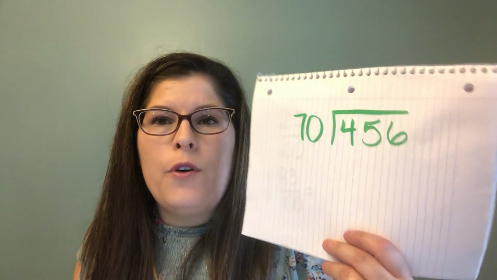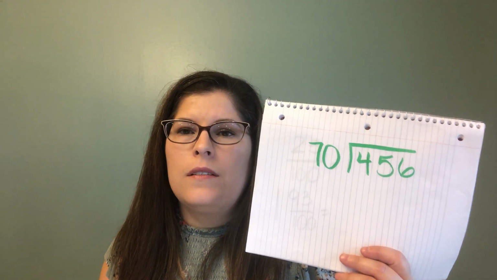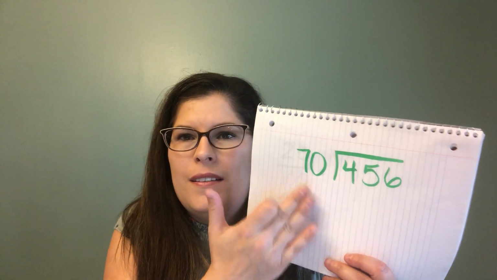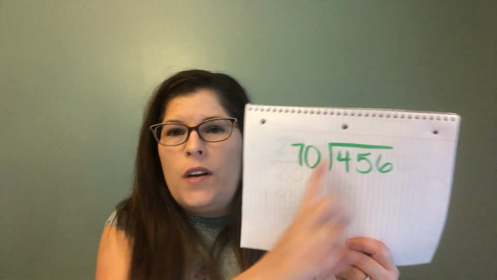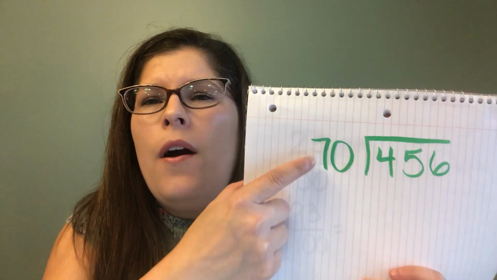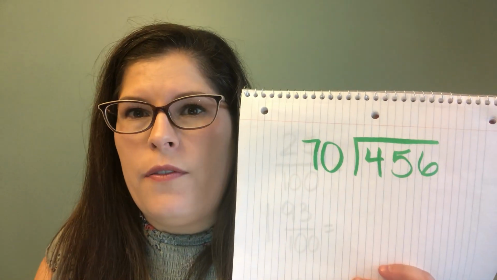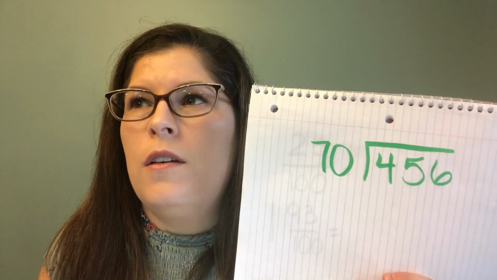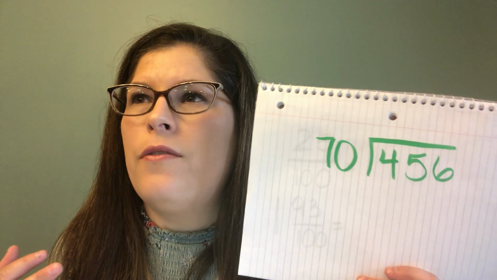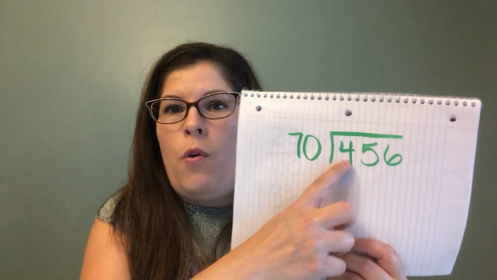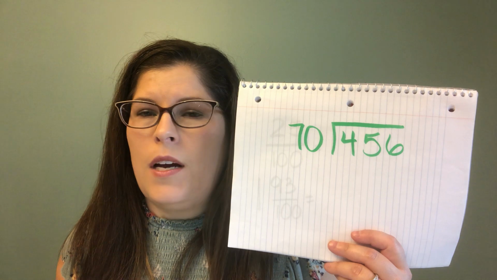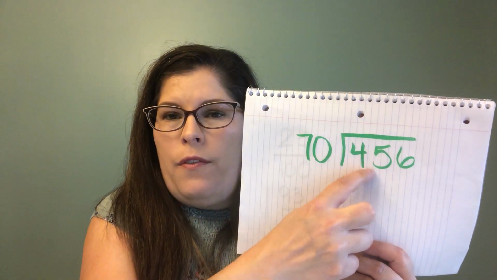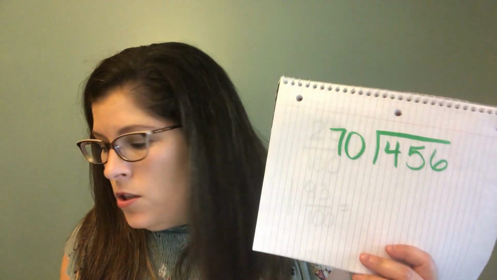Okay, so we're going to do another example. 70 goes into 456. Think about 7. If you just looked at 7, does 70 go into 45? No. So we're going to have to do 70 into 456. About how many times does 7 go into 45? Well, 7, 14, 21, 28, 35, 42, 49. Uh-oh, I can't get it past 45. So I'm going to say 42, okay?